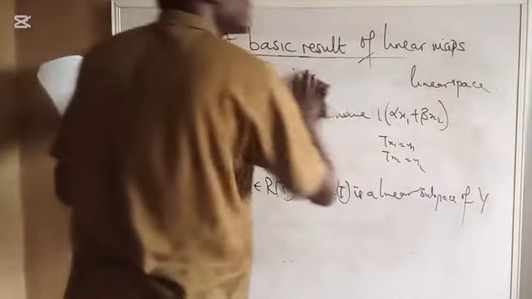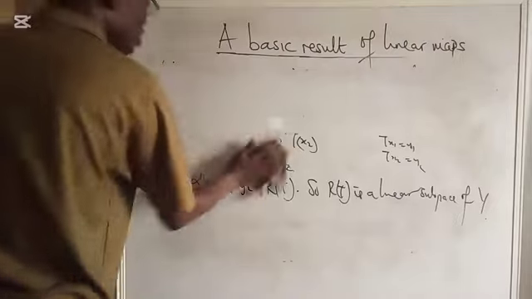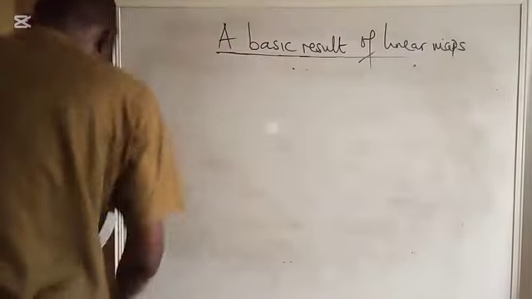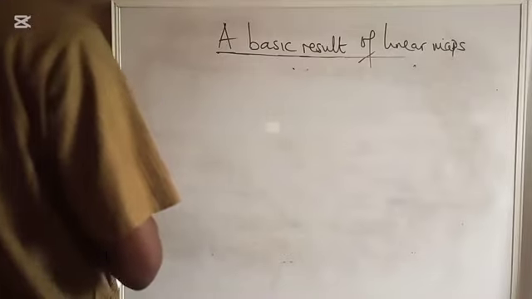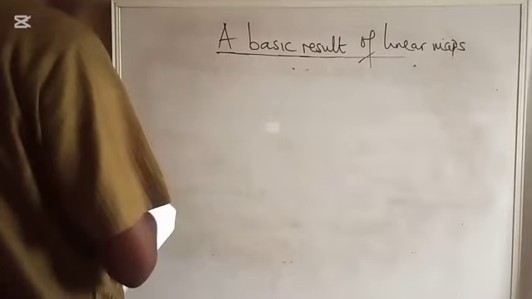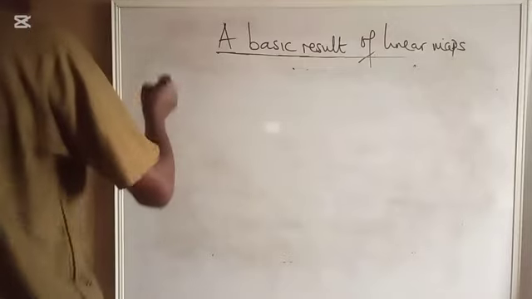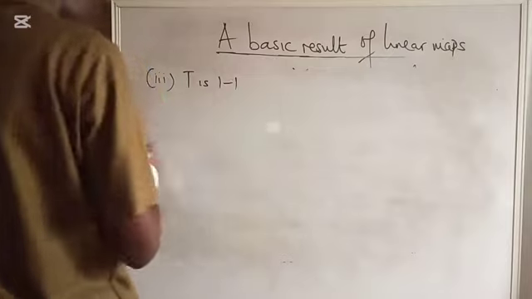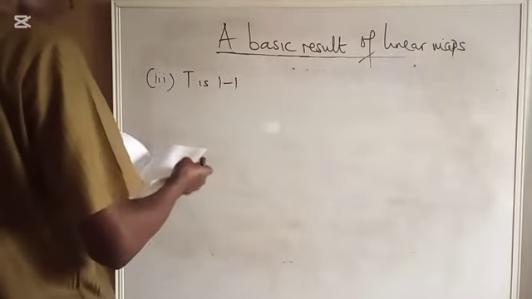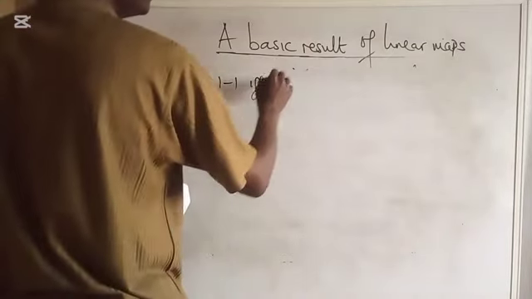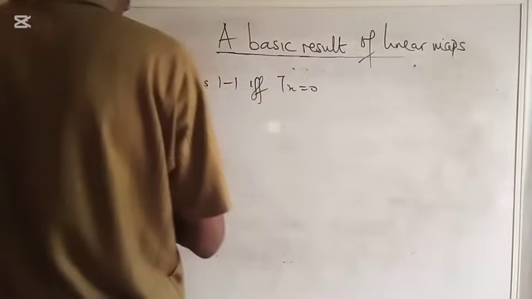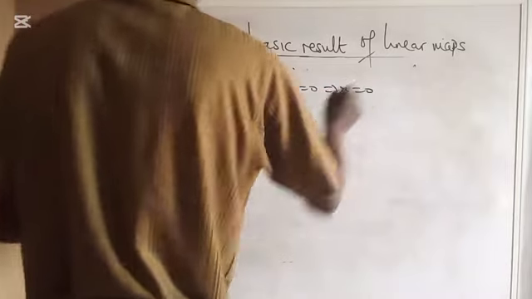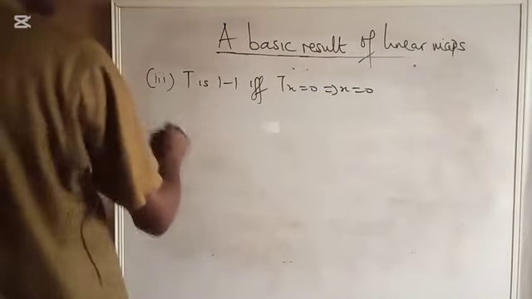Okay, let's look at the third result. Let's prove the third result. The third result says that what did I say? T is 1 to 1 if and only if T of X is equal to 0 implies X is equal to 0.